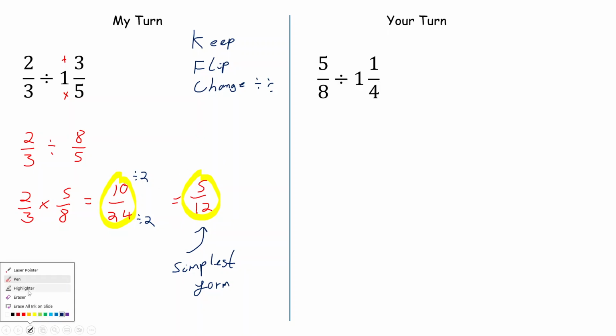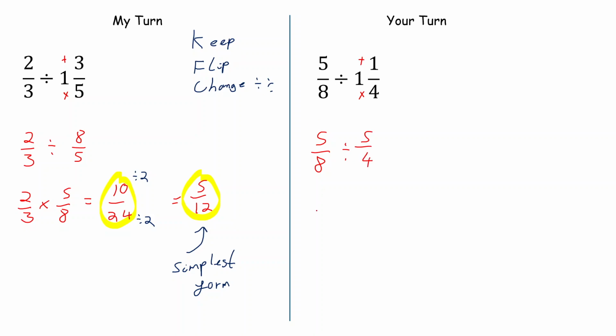Okay, on to your turn. The similar thing again, you want to get any mixed numbers into improper fractions, so we can do our method of multiplying and adding over here. So it's going to be 5 over 8, and then we are dividing by 4 times 1 is 4, add the 1 is 5, over 4. Again, a bit of KFC, you keep the first one the same, so 5/8. Change your sign to times, you flip that one to 4/5, and then you multiply.